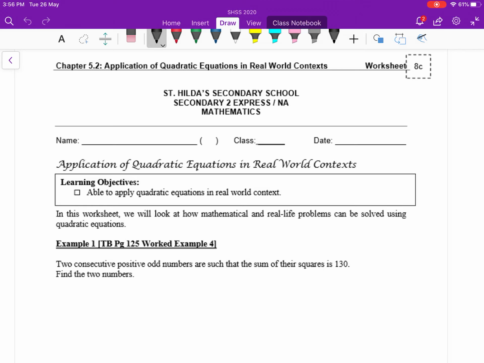Okay, Sec 2 Express, now we'll be going to our last worksheet, worksheet 8c. We're going to apply whatever we have learned in worksheet 8a and 8b and apply them to problem sums. So this is all about problem sums. Let's take a look at example number 1.